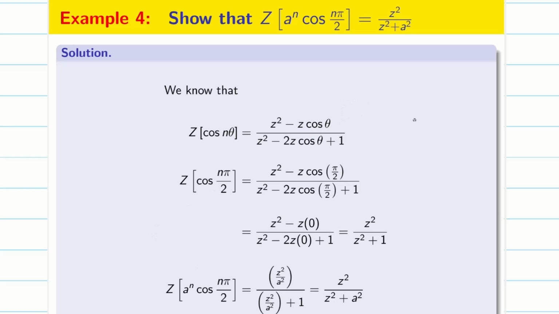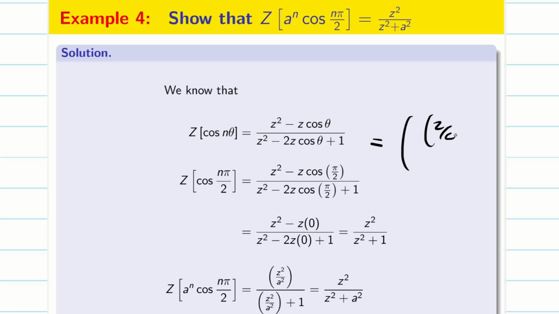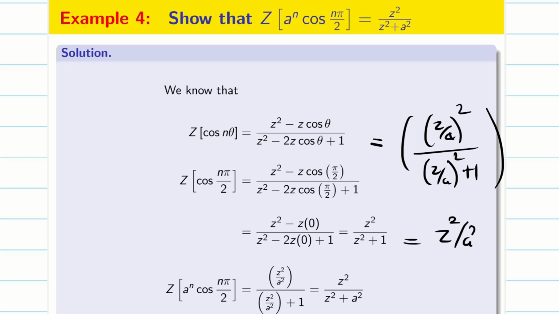Next, applying the first shifting theorem, Z of a power n into cos n pi by 2 is going to be Z of cos n pi by 2, where z is replaced by z by a. That is nothing but z by a whole square divided by z by a whole square plus 1. So when you take LCM, z square by a square, in the denominator z square plus a square by a square. So a square gets cancelled. We'll be getting the answer z square by z square plus a square.